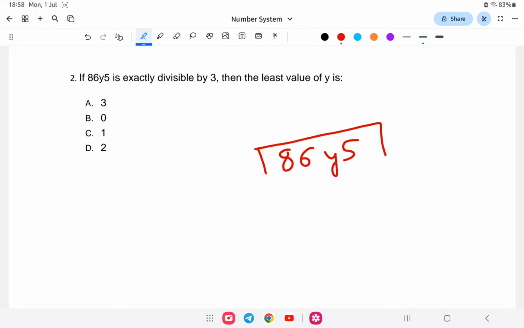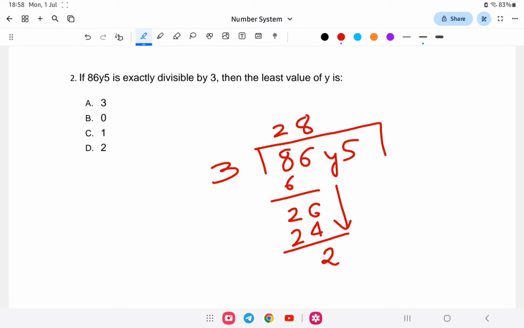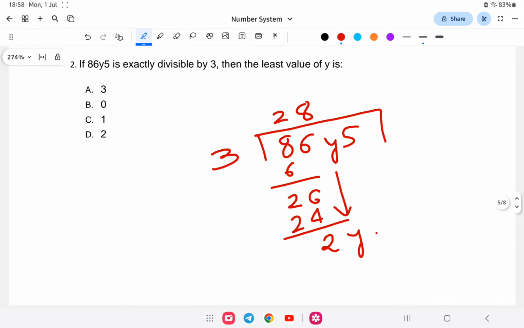So 8 6 y 5. For divisibility by 3, the digit sum is 8 plus 6 plus 5 which is 19. We need 19 plus y to be a multiple of 3, so we look for the number 20-something. That means 3 times 5 is 15, 3 times 6 is 18, 3 times 7 is 21.